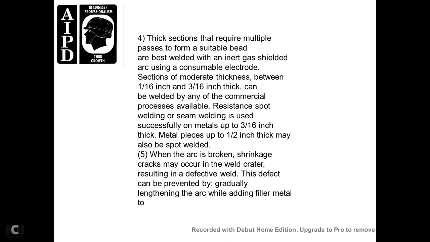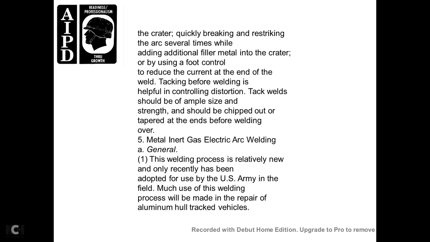When the arc is broken, shrinkage cracks may occur in the welded crater, resulting in a defective weld. The defect can be prevented by gradually lengthening the arc, adding filler metal to the crater, quickly breaking and restriking the arc several times, adding some additional filler metal into the crater, using the foot control to reduce the current at the end of the weld. Tacking before welding helps control distortion. Tack welds should be a suitable size. Strength should be chipped out with the tapered end of the weld.